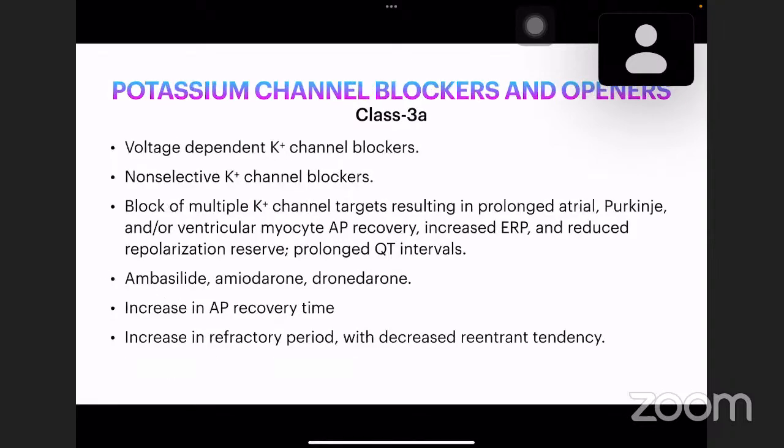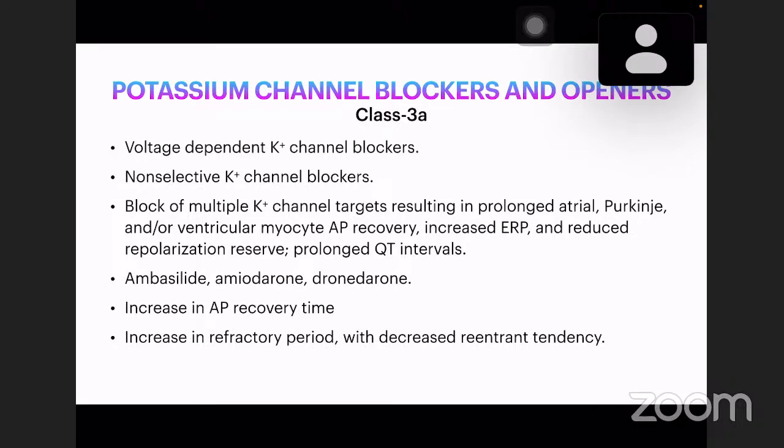Coming to class 3. Class 3 are potassium channel blockers and openers. In class 3A, we have voltage dependent potassium channel blockers. These are non-selective potassium channel blockers. In class 3A also, there are subclasses. The first class is non-selective potassium channel blockers.